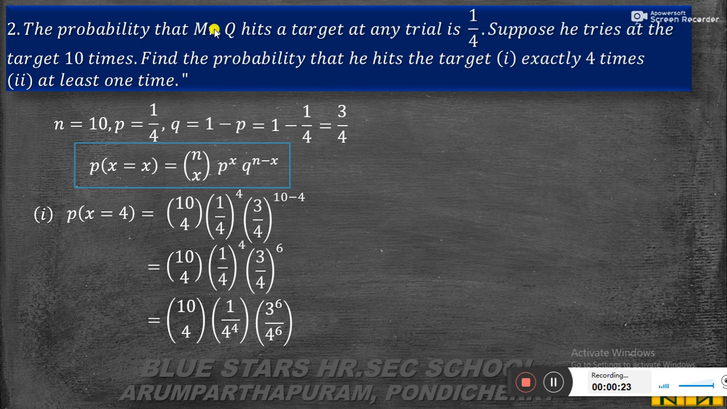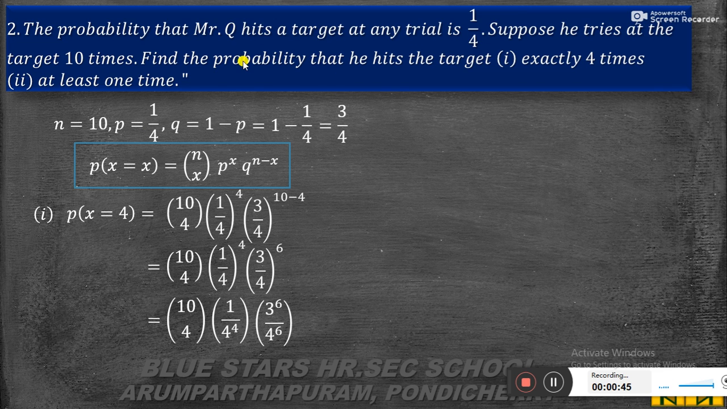So you see here, Mr. Q is a person, he hits the target. At any trial, the probability that he hits the target is 1 by 4. So I take P equal to 1 by 4. Next, suppose he tries at the target 10 times. That means Mr. Q tries 10 times. So n equal to 10.